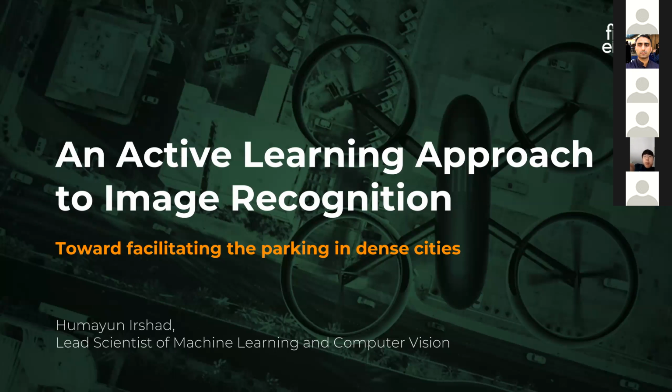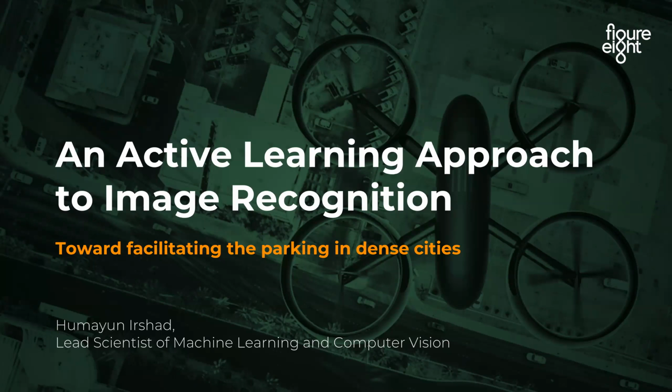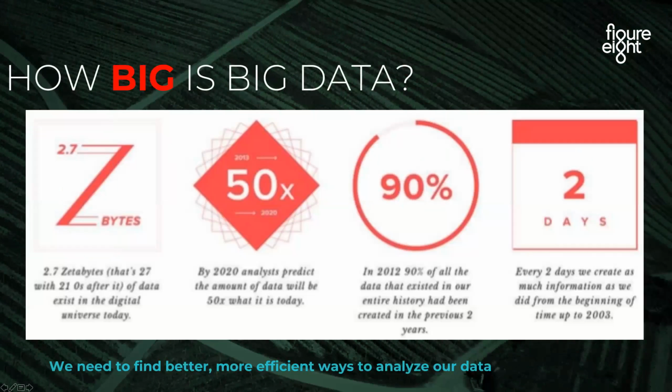Okay, so I will start my presentation. The topic is an active learning approach to image recognition. I try to apply the approach on a problem about parking sign detection in a dense city. How big is the data?